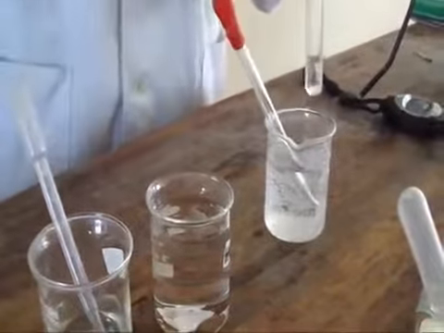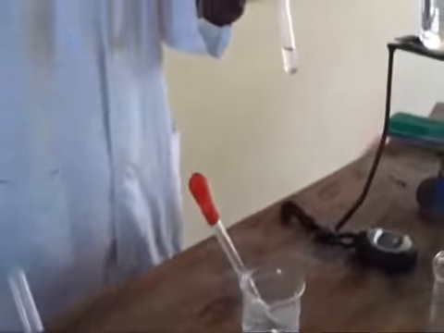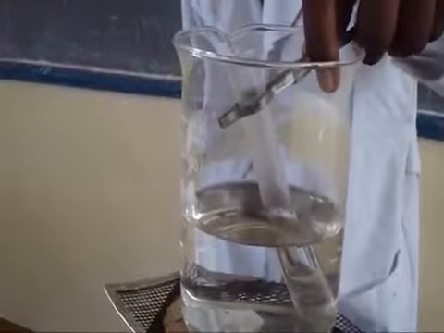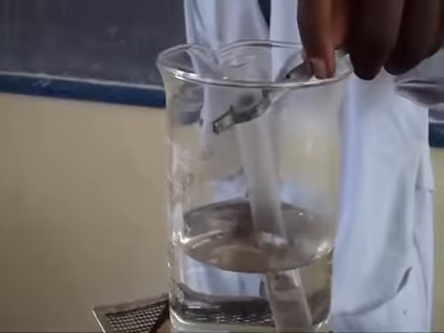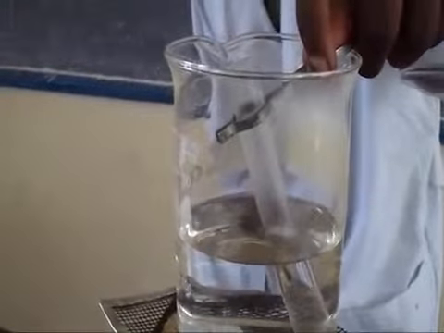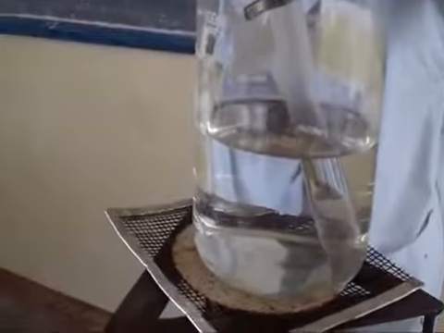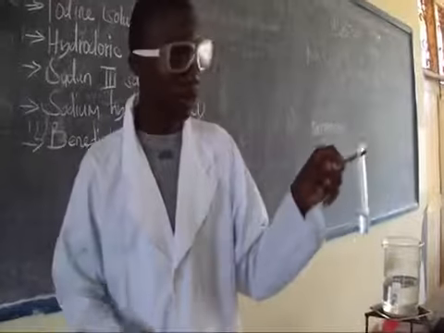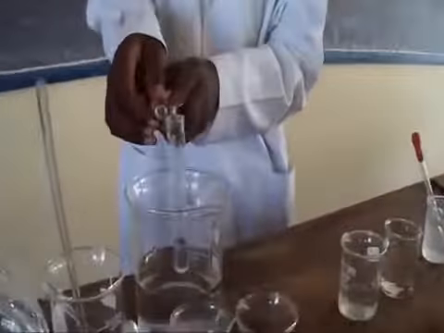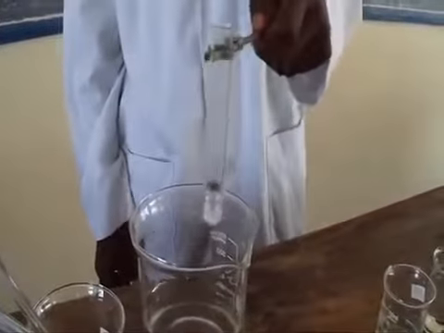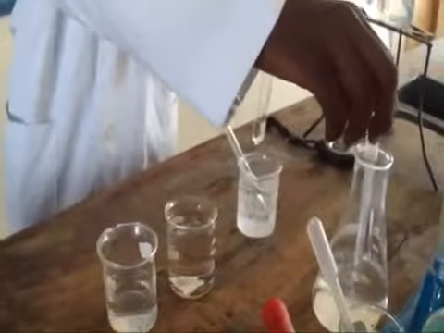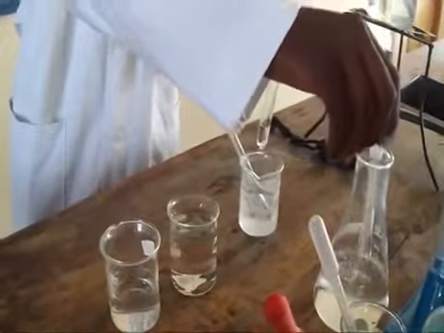Then the solution will be warmed. Are we adding hydrochloric acid in the non-reducing sugar? Because it breaks down the non-reducing sugar into a reducing sugar. We are going to cool it. Now, after cooling the solution, we are going to add the sodium hydroxide.